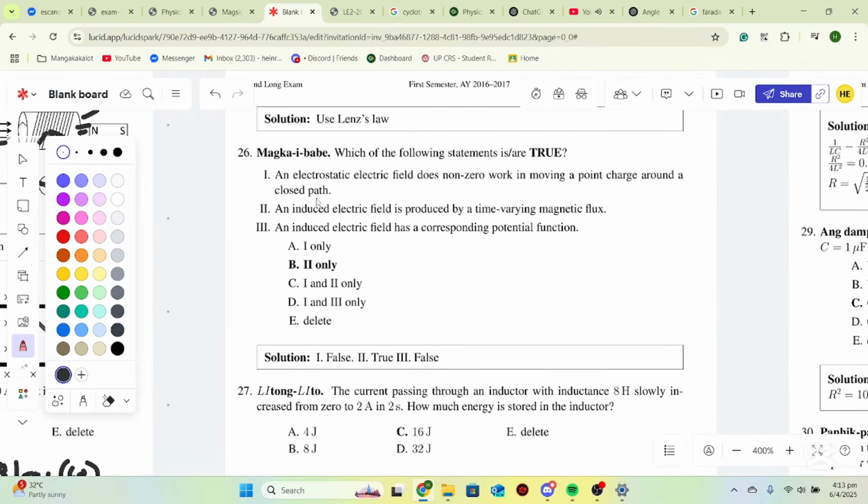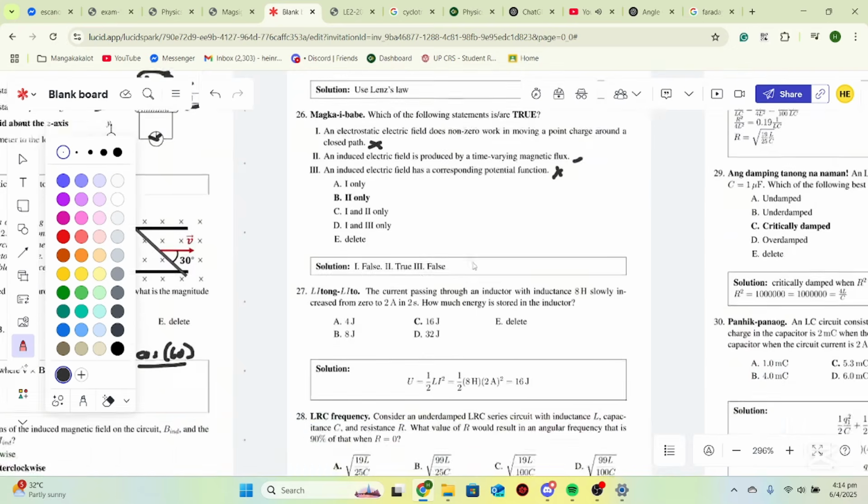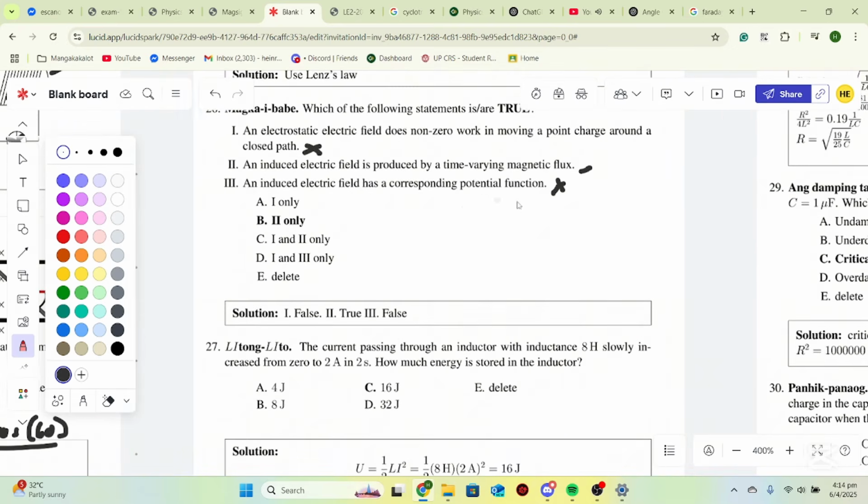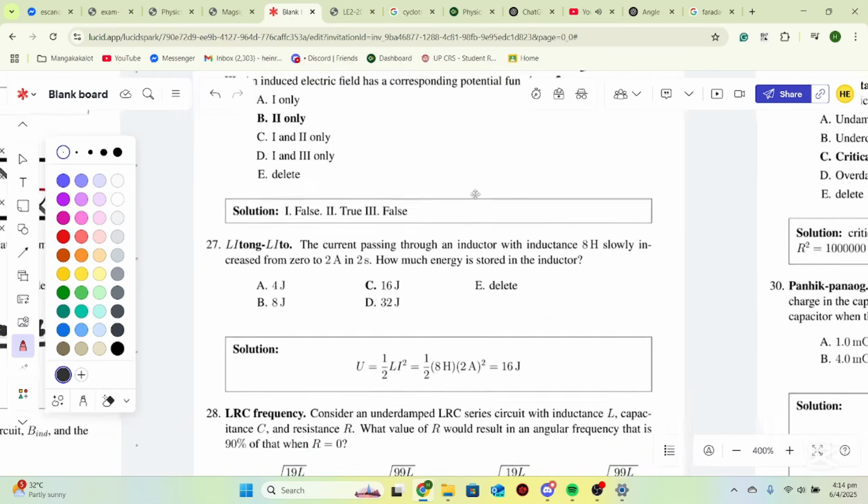Which of the following statements is or are true? An electrostatic electric field does non-zero work in moving a point charge around a closed path. This is wrong because it's always zero. An induced electric field is produced by a time-varying magnetic flux. Yes, because time varying means through time the magnetic flux changes, and if the magnetic flux changes, there's an induced electric field. And an induced electric field has a corresponding potential function? Not necessarily. It doesn't always have a corresponding potential function because it's based on just the change, not on time.